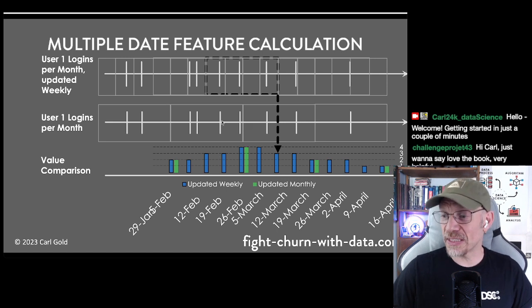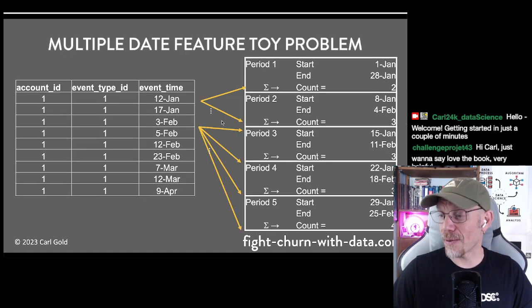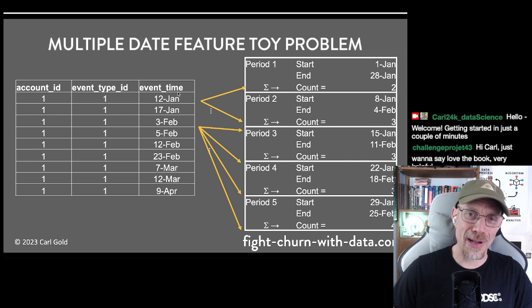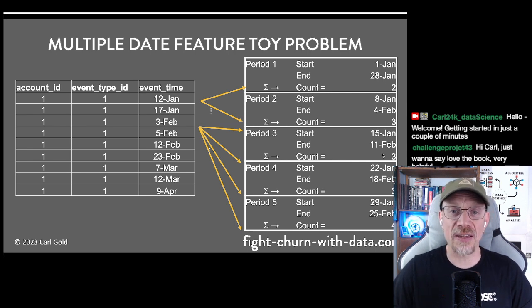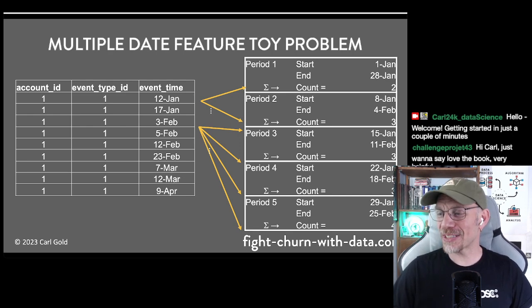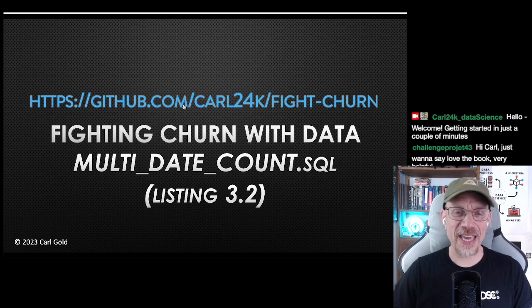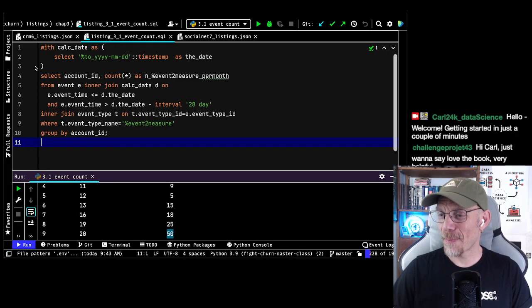Now this is easy to do in SQL as well. Well, first we'll show you the toy problem. This is the toy problem where we have the same series of events as in the last toy problem. Here's a new toy problem, but now the start and end dates of the periods are overlapping. So you get intermediate date calculations for the features. That's the toy problem illustration. This is also in the book, but let's go to the code, and you can see how this works out in the code.